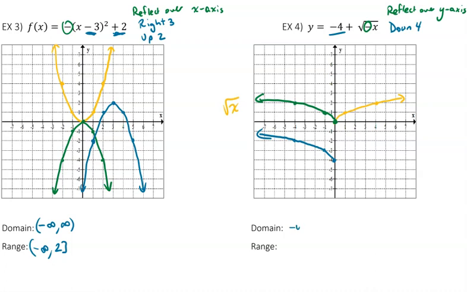So our domain is negative infinity all the way up to 0. And our range is negative 4 to infinity.